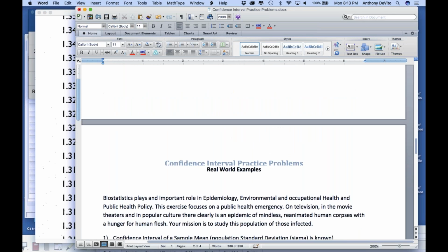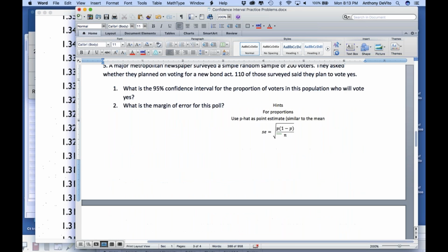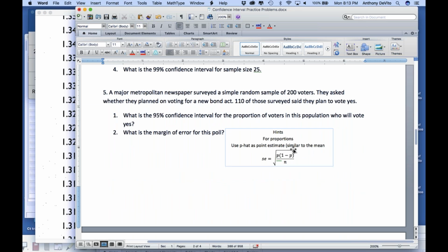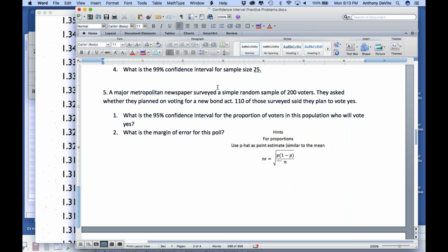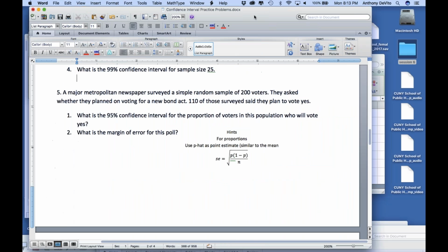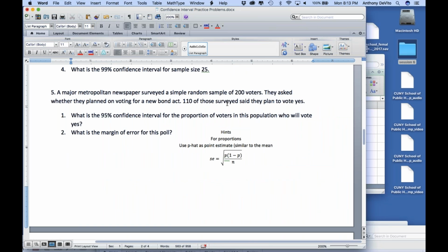Okay, well, how about, let's do one more. And this last one is, let's see, how about a proportion? A major metropolitan newspaper surveyed a random sample of 200 voters. They asked whether they planned on voting for a new bond act. 110 of those surveyed said they planned to vote yes.